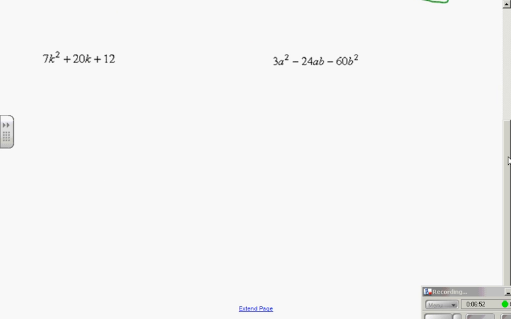Now we're going to go into the new stuff. Sometimes you'll have a coefficient, that means a number, in front of your first variable. And then you have to start taking into account how that number affects those outside and inside terms. So we always look for greatest common factor first. There isn't any between 7, 20, and 12. So I'm still going to start with my two sets of variables. I'm going to put a k in each one, and plus plus means my factors are plus plus.